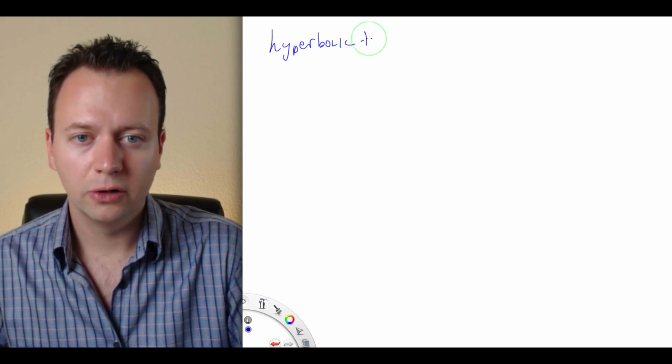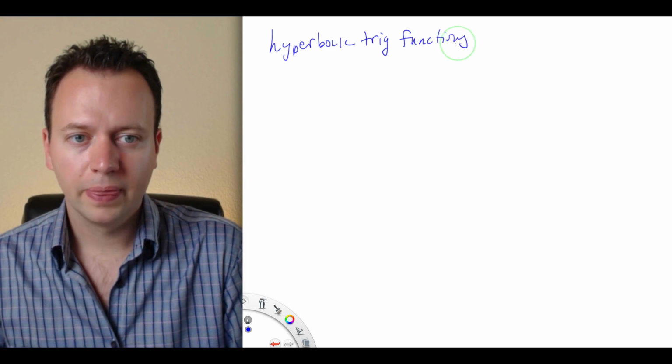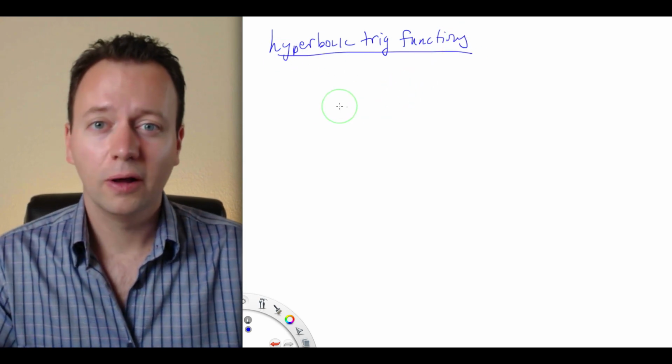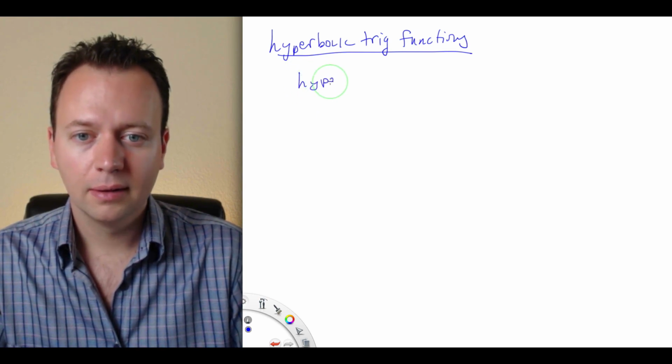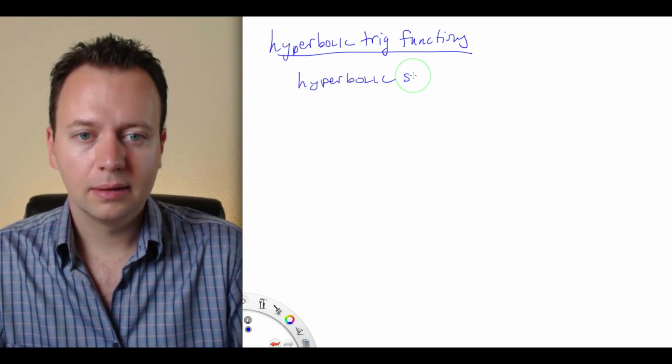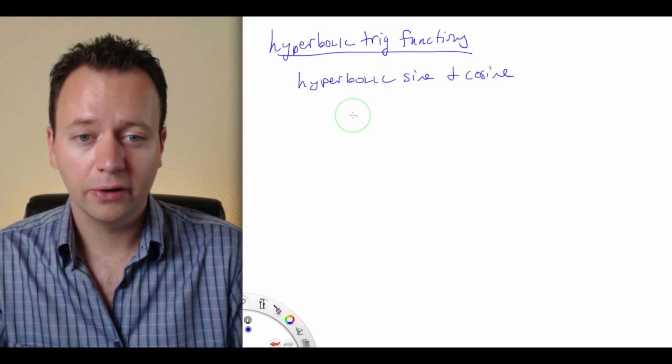Next, I'm going to introduce a new set of functions that are based on exponential functions. These are called hyperbolic trigonometric, or hyperbolic trig functions. The two primary hyperbolic trig functions are the hyperbolic sine and hyperbolic cosine.